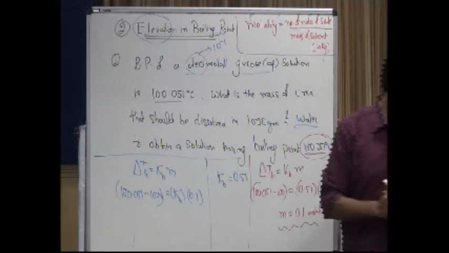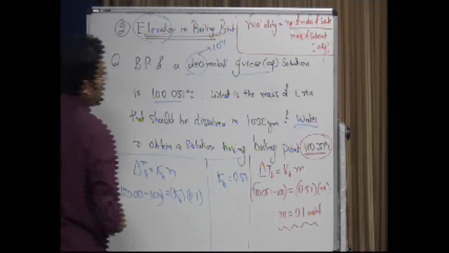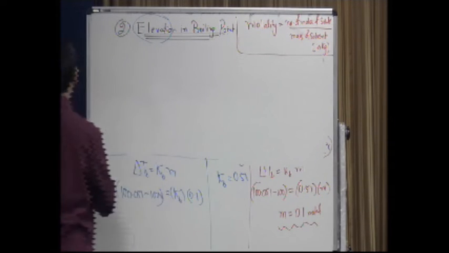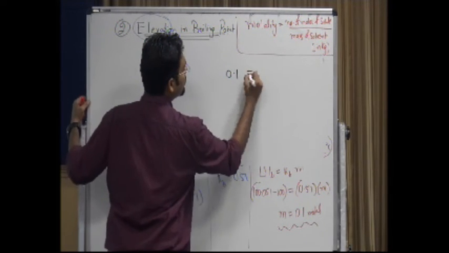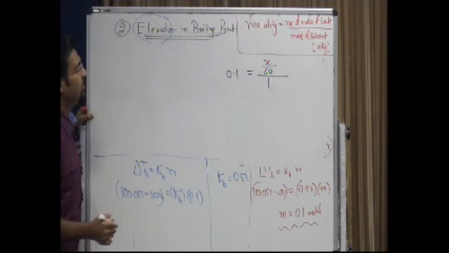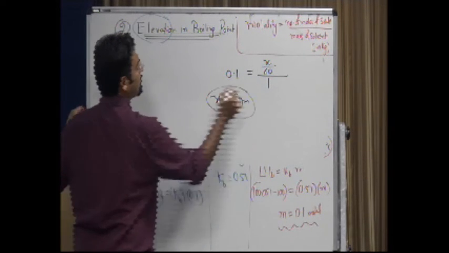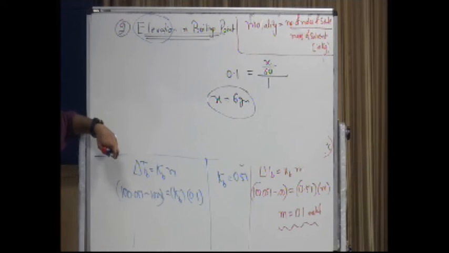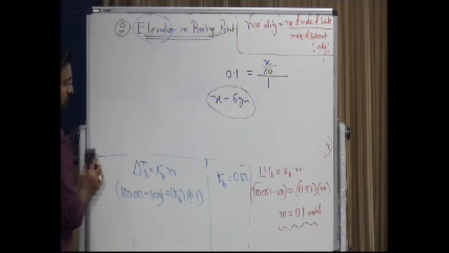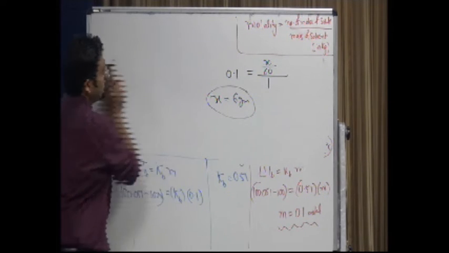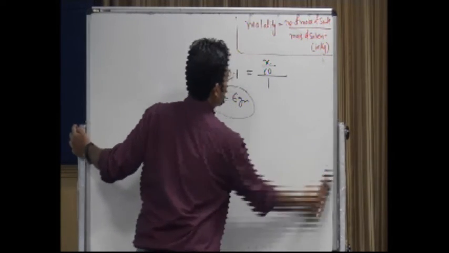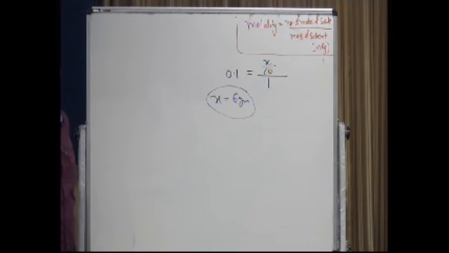Okay, I'm erasing the question part. So molality is given as 0.1. Let the mass of urea be x gram. Its molar mass is 60, and mass of solvent in kg is 1. So it will turn out to be 6 gram. So 6 gram of urea should be dissolved so that you achieve the same elevation in boiling point. Done?